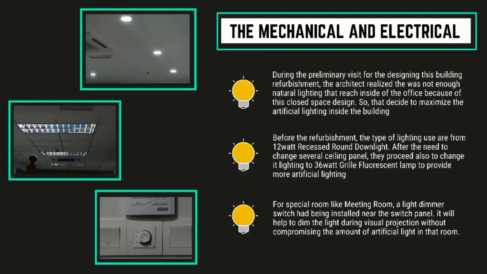During the preliminary visit for the design of this building refurbishment, the architect realized there was not enough natural lighting that reached inside the office because of this closed space design. So, they decided to maximize the artificial lighting inside the building. Before the refurbishment, the type of lighting used was 12 watt round down light. After the change of several ceiling boards, they proceeded to also change the lighting to 36 watt grille fluorescent lamp to provide more artificial lighting.